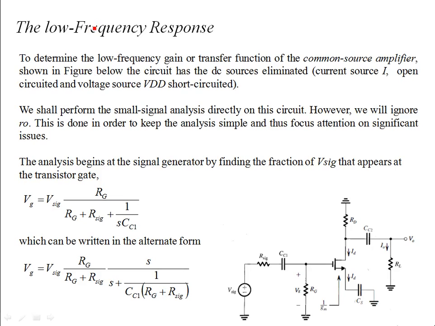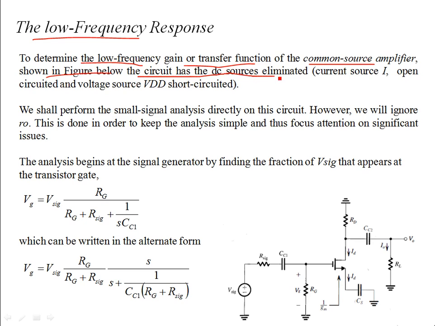Frequency band besides high frequency and the mid band gain: that's the low frequency band, where the coupling capacitors and the bypass capacitors are effective in determining the gain of the overall amplifier. So to determine the low frequency gain or the transfer function of the common source amplifier, this is shown in the figure below.